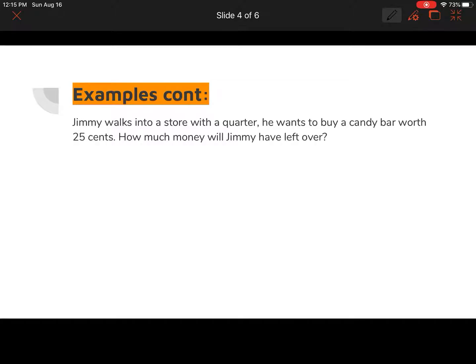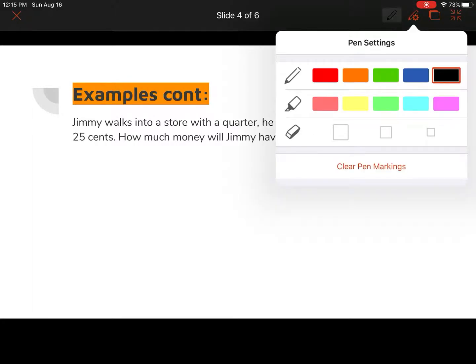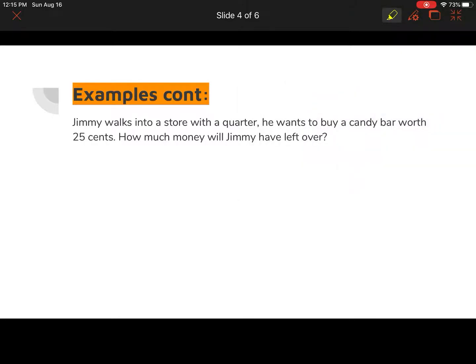All right, so now we're going to look at a word example. Jimmy walks into a store with a quarter, and he wants to buy a candy bar worth 25 cents. How much money will Jimmy have left over? Let's start by identifying what is in the word problem. Jimmy starts off with a quarter, or 25 cents. Now, if he wants to buy a candy bar worth 25 cents, we are going to be subtracting here. And we want to find out how much Jimmy has left over, or a total.